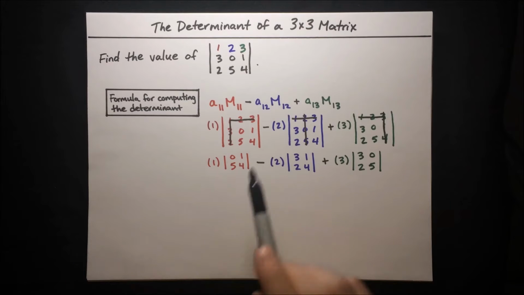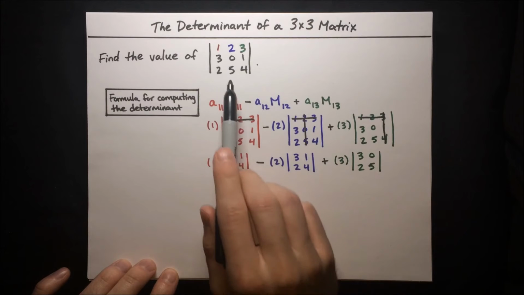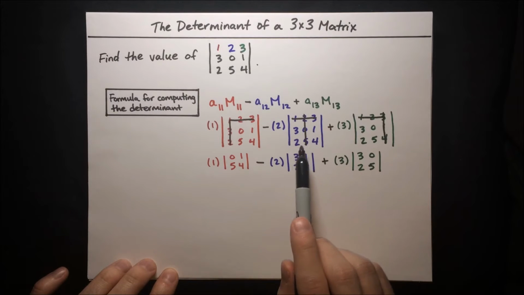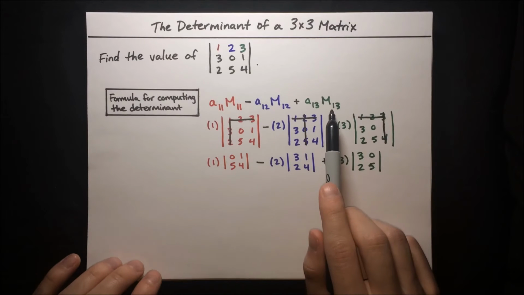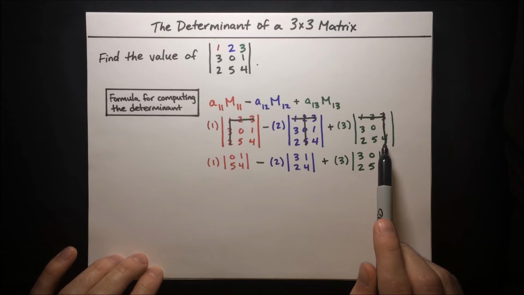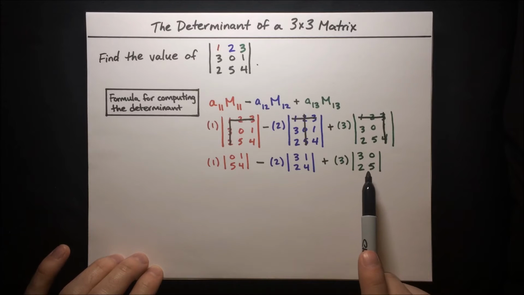Likewise, the minor subscript 1, 2 tells us to remove the first row and the second column from our original matrix. So this corresponds to the determinant of the matrix 3, 1, 2, 4. Lastly, the minor subscript 1, 3 tells us to remove the first row and the third column of our original matrix. So we've just got the bottom left corner here, 3, 0, 2, 5, and we need to take the determinant of that.